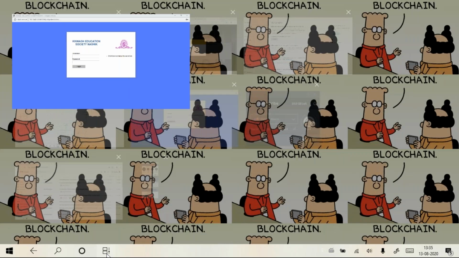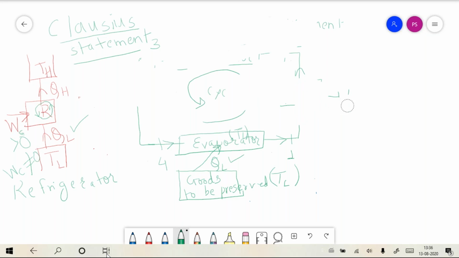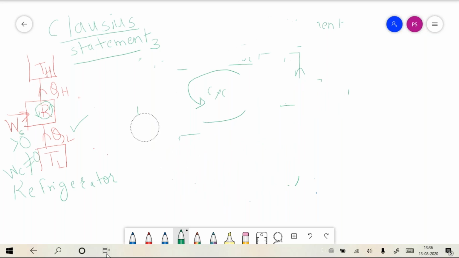The last concept I'll come to before we stop this. Is the whiteboard visible? Yes, sir, it is visible. Okay. So now we'll forget about the schematic, which is a bit complicated. Okay, so we'll stick to the block diagram of our refrigerator.